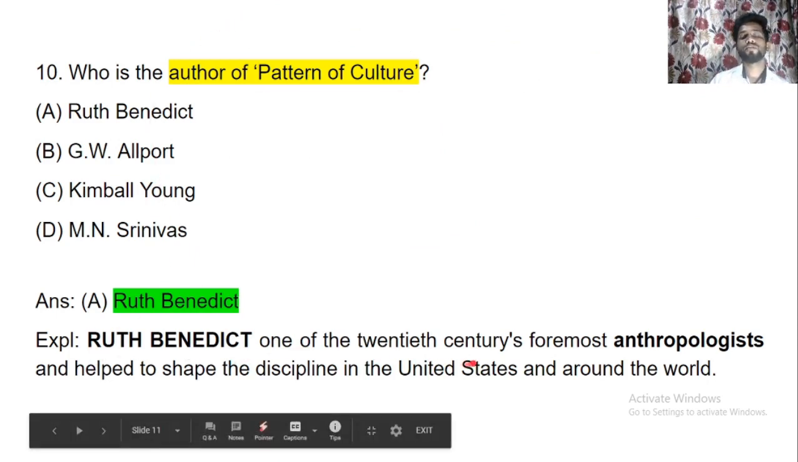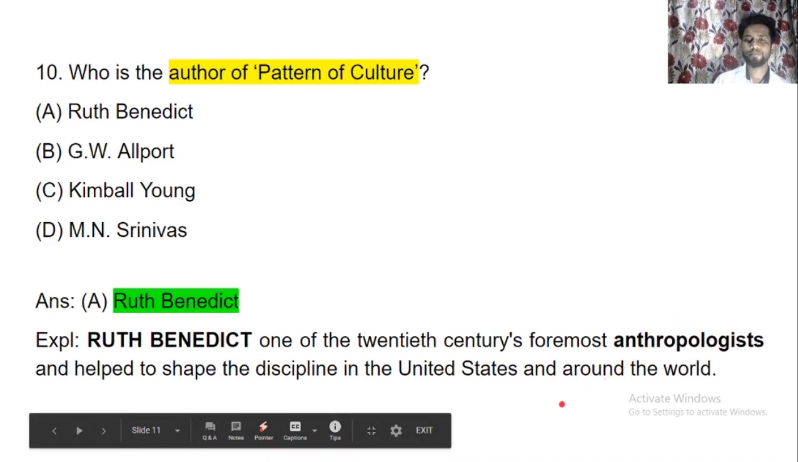Ruth Bentinck, one of the 20th century's foremost anthropologists. Here Ruth Bentinck was the anthropologist who helped to shape the discipline in the United States and around the world. So he has a great contribution to the world in the anthropological area.